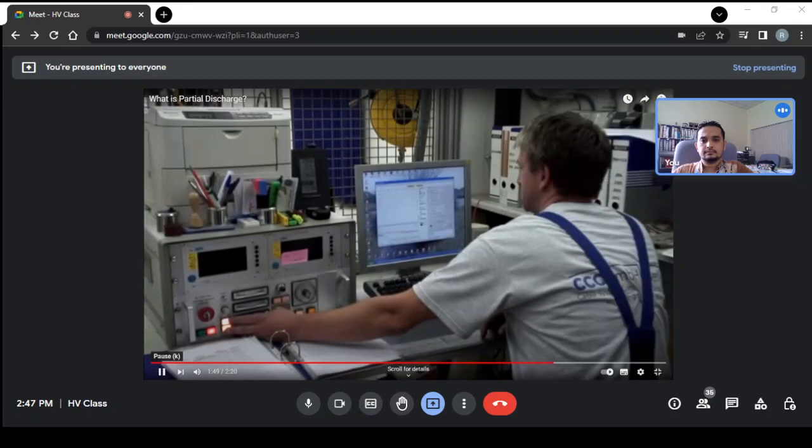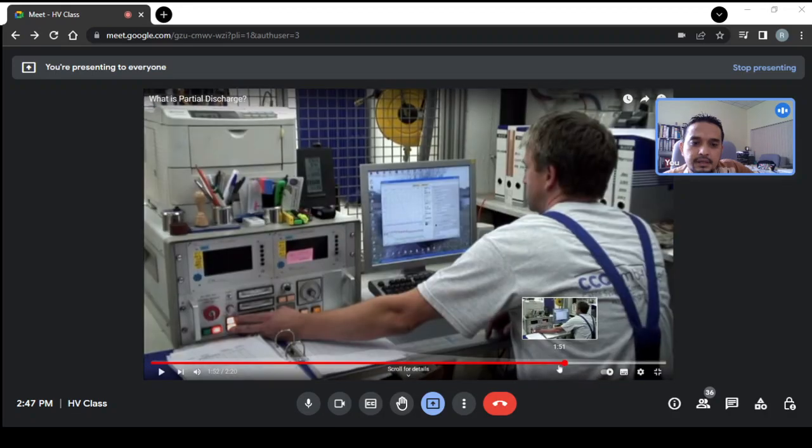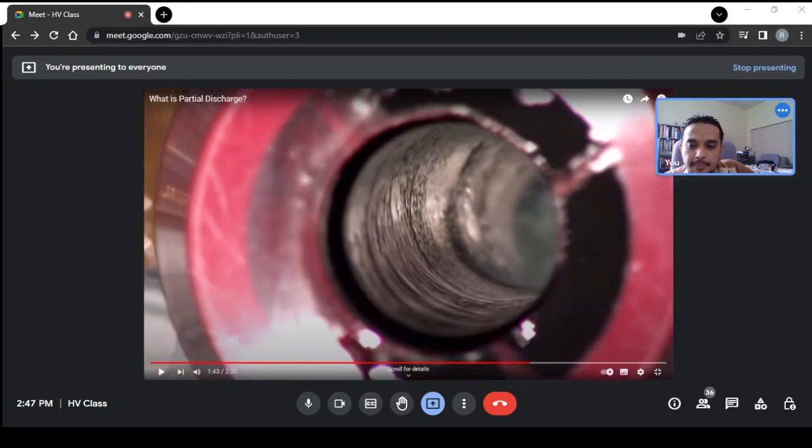Therefore, the integrity of the insulation of high-voltage equipment should be confirmed. If you can see here, this is how people in the laboratory test for partial discharge activity. Make sure the PD will not lead to further damage or even complete destruction.